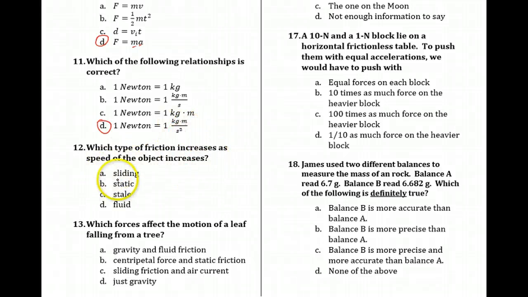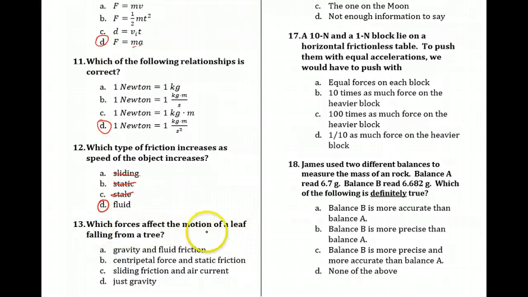Which of the following frictions increases as the speed of the object increases? This is fluid friction, right? Static friction, I think that's just made up. Static, it goes away because the object's moving. Sliding, we've looked at that a bit. Sliding stays pretty constant. Fluid friction, this is air resistance, and also through liquids. As you move faster, that increases.